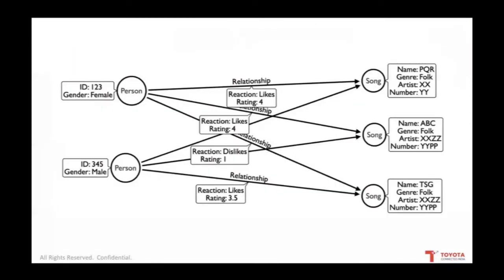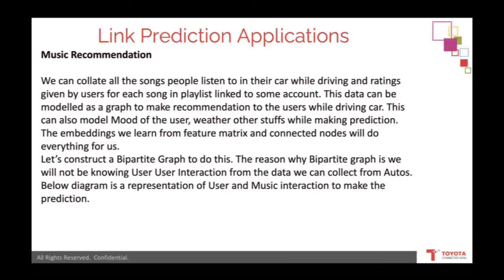So what is a bipartite graph? A bipartite graph is a graph where the group of nodes present in one group will not be linked to each other at all. Instead, it will be linked only to another set of nodes. So in music recommendation, we have two types of labels. One is users and one is the music.